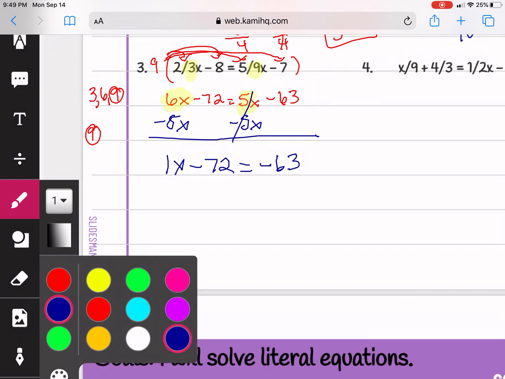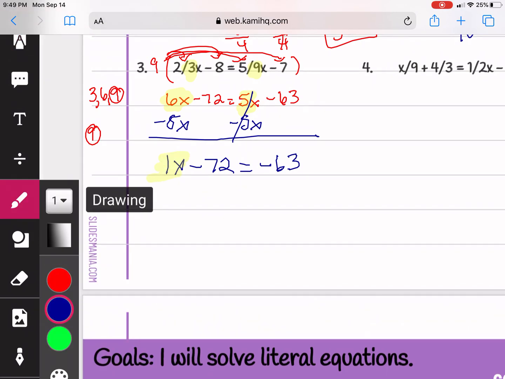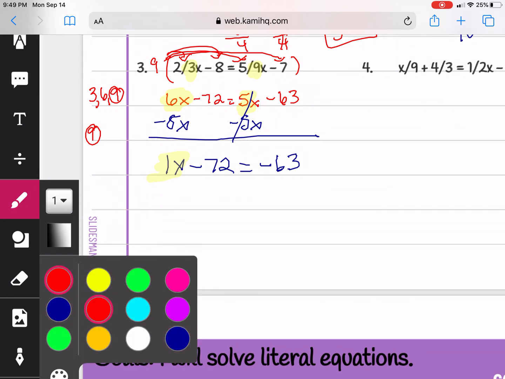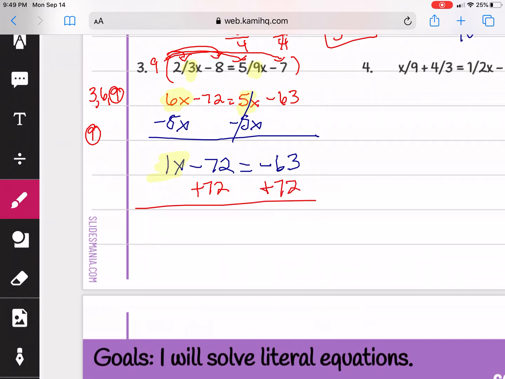Now I can look at my variable. So right now x is stuck to 1. So I need to undo the minus 72. So I'm going to add 72 to both sides. And I'm left with 1x equals positive 9. And then right now they're multiplying 1 times x. If you divide by 1, you get x equal to 9.